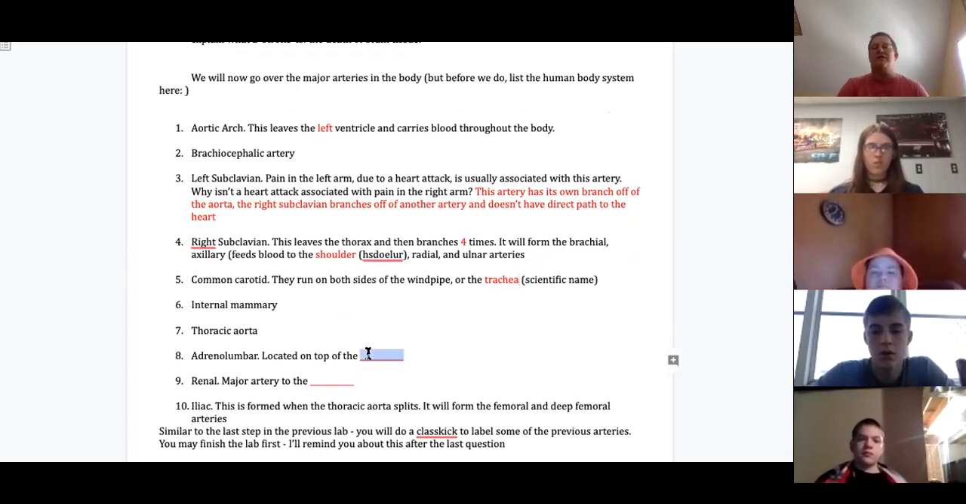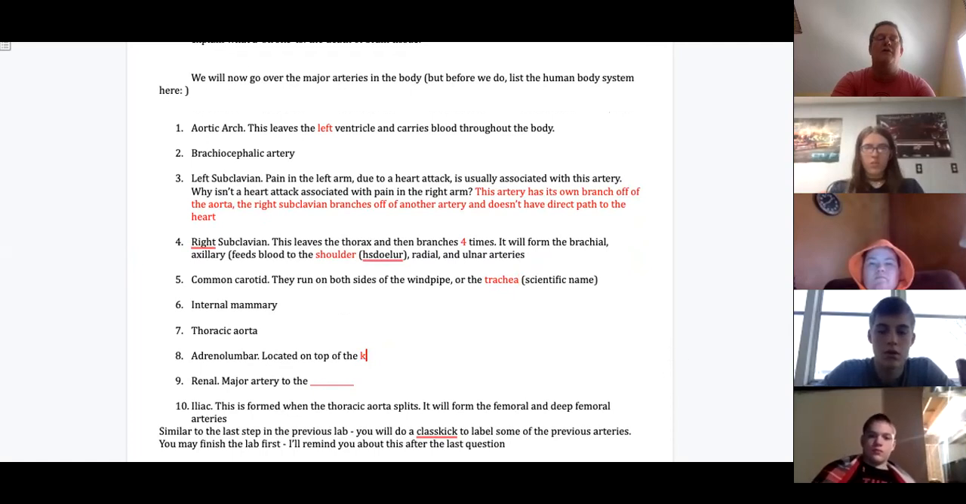Adrenal lumbar, just like the adrenal lumbar vein, is located on top of the. Isn't it the liver? Nope. No. Okay. The kidney. Yep. There we go. Renal artery, major artery in the kidneys. Yeah, also the kidney.